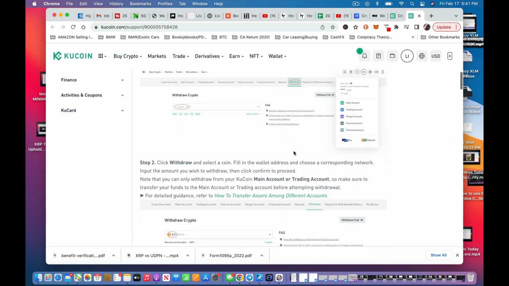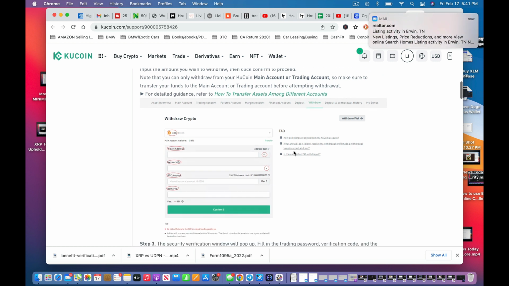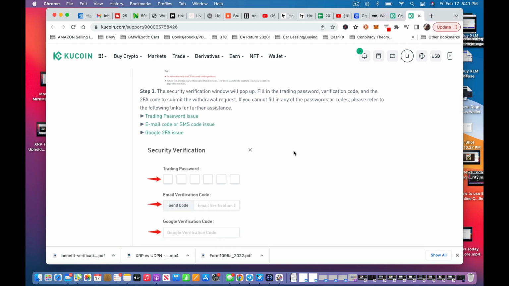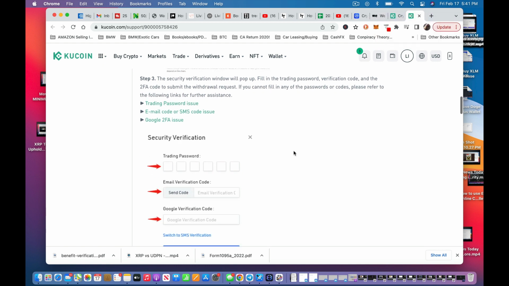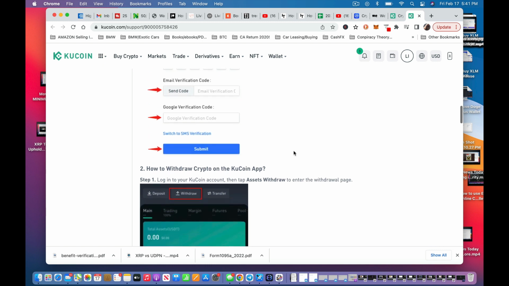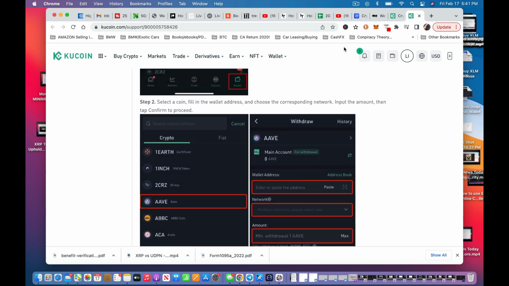So yeah, withdraw from your main or trading. And yeah, you have to put in your 2FA code, your trading password, which you should have written down in a notebook or 3, hidden from everything, right? And then you just follow the instructions. So that is it. And I'll wrap it right there because it's right here in the back office of KuCoin.